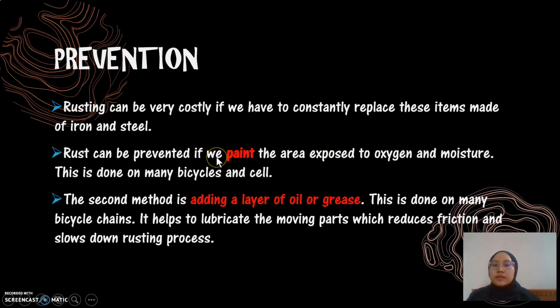So the second method is adding a layer of oil or grease. So this is usually done on many bicycle chains. So by adding a layer of oil or grease, it will help to lubricate the moving parts, which reduces friction and slows down the rusting process.